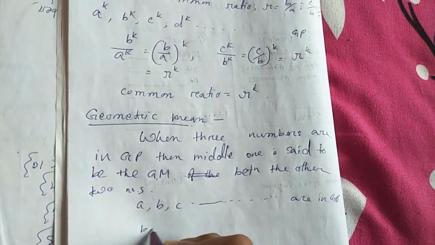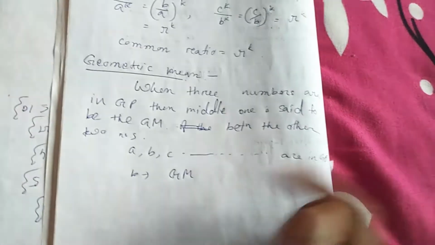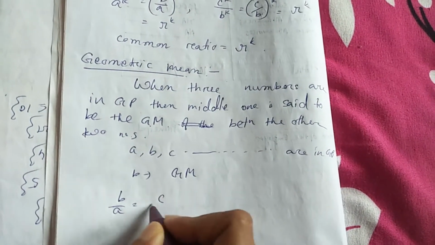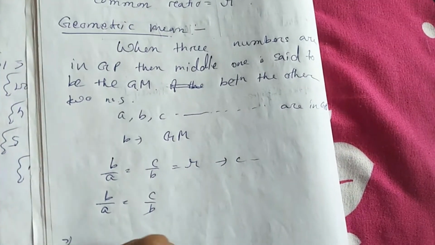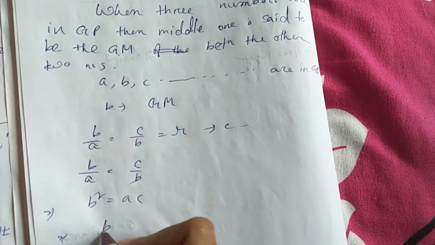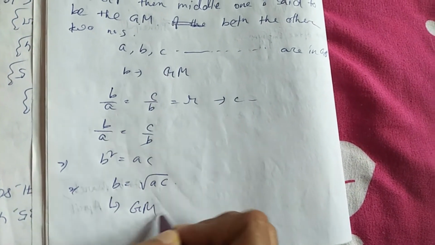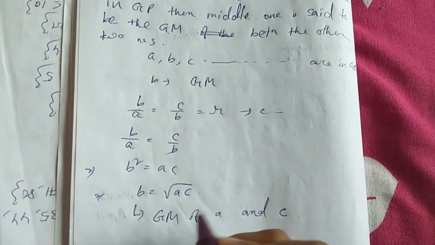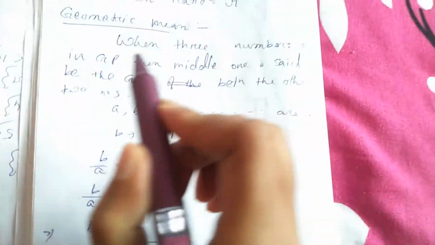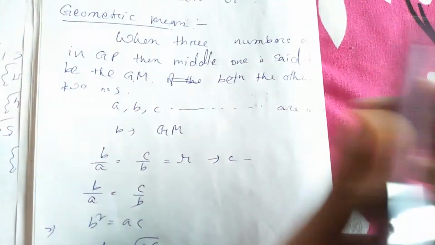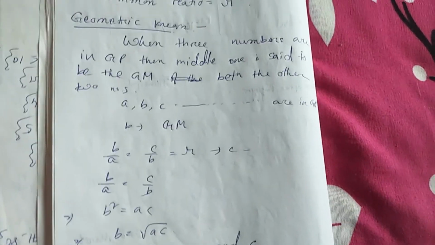Suppose A, B, C are in GP. So this B is called the GM, and we know the ratio B by A equals C by B, which is R, the common ratio. So B by A equals C by B, this implies B square equals AC, this implies B equals root over AC. So this B is nothing but the GM of A and C, and this way you can find the GM between any two numbers. The main thing is that when 3 numbers are in GP, the middle one is said to be the GM of the other two. So these A, B, C are in geometric progression.